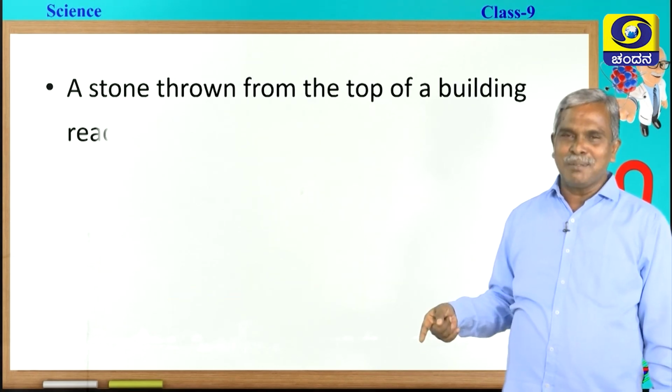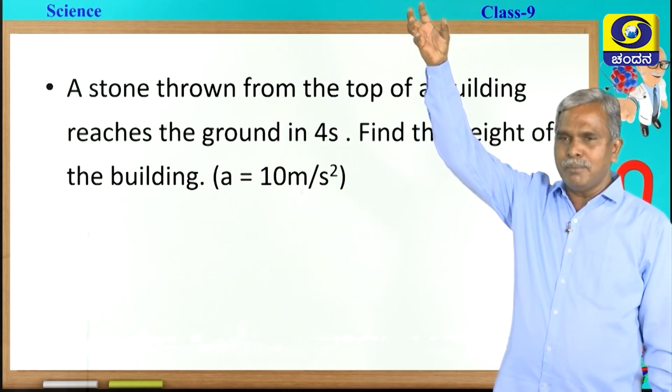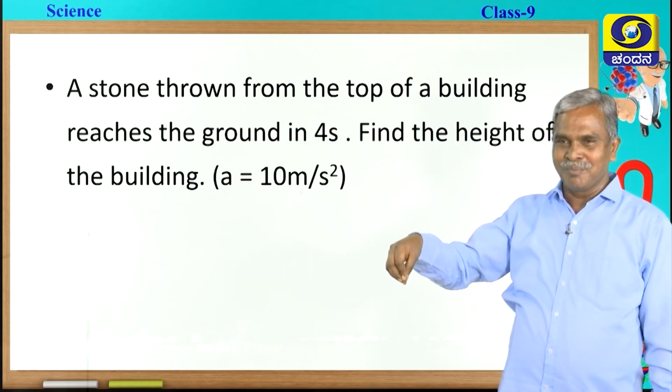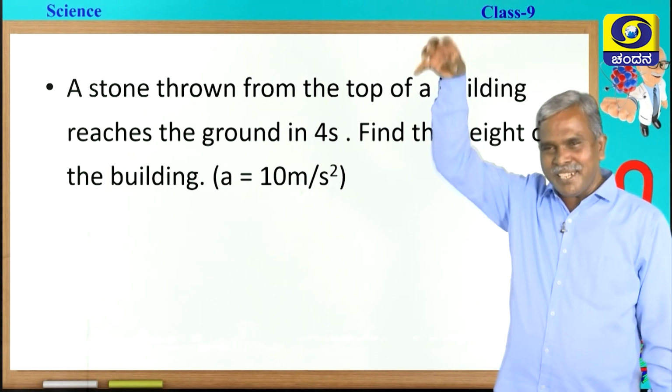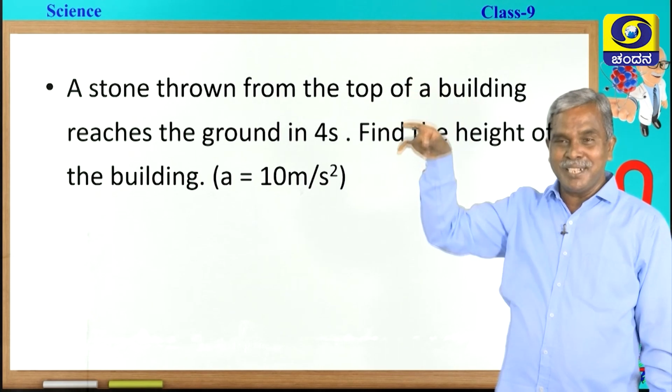Come to the next problem. A stone is thrown from the top of a building. From the top of a building it is being thrown, because before it is being thrown, the stone is at rest. Therefore, u must be equal to 0.